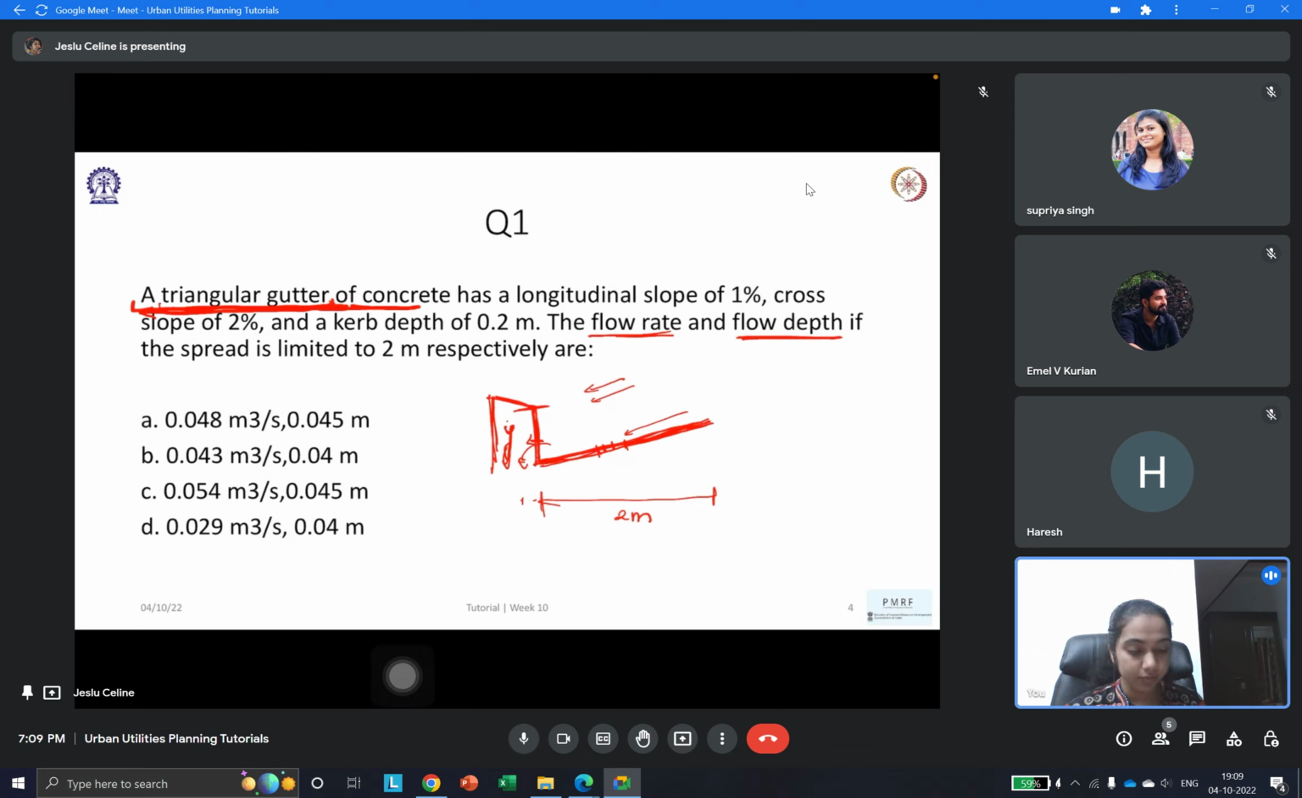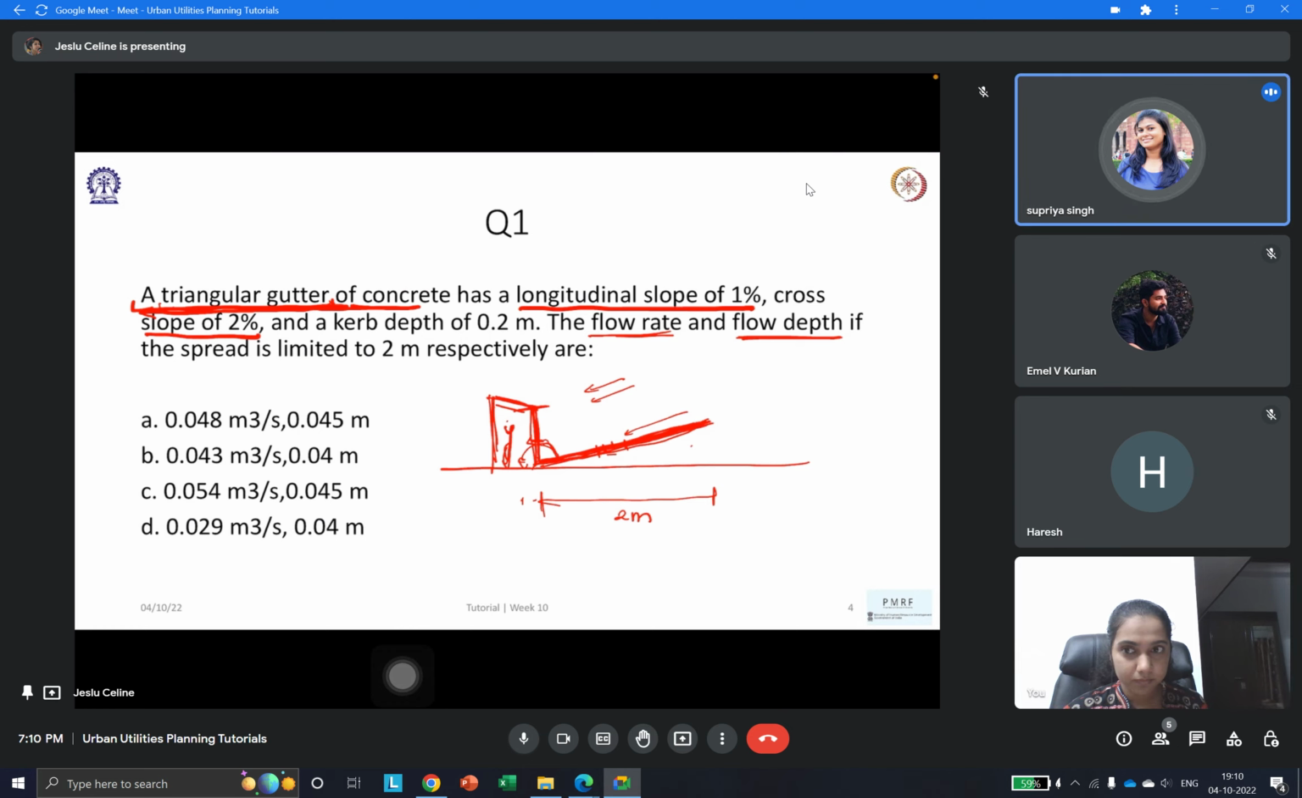The slope is already given, and two types of slopes are given: a longitudinal slope and a cross-sectional slope. So if you're looking at a gutter along the road, is this a longitudinal slope or the cross-sectional slope that we are talking about in this particular section? Anybody? This is a longitudinal slope, is what you're saying. Okay. And what will be the cross-sectional slope then?